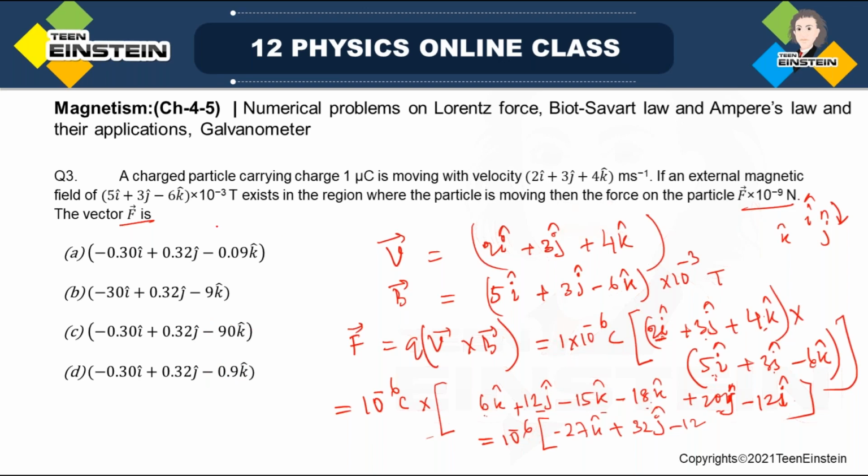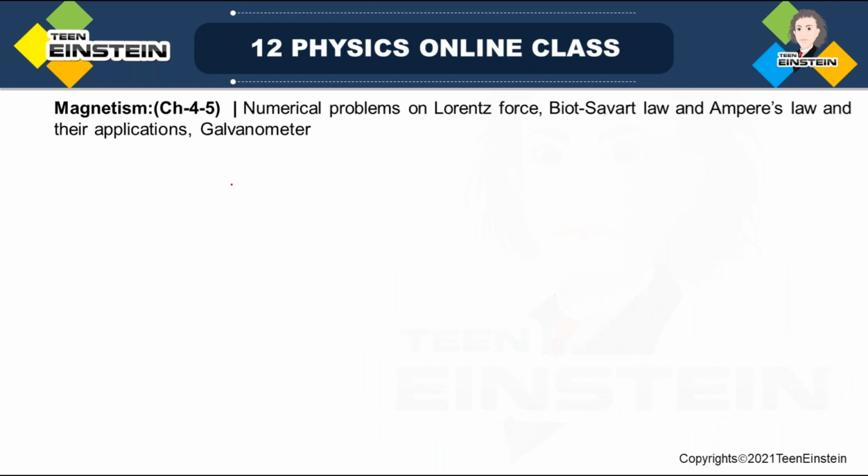Q into V cross B. Okay, that is 10 to the minus 3. B is 10 to the minus 3, so it will be 10 to the minus 9. Yeah, B was 10 to the minus 3. This would give you 10 to the minus 9 Tesla. That's fine. Only this part we have to find out. So this is minus 12 i cap. Let me check, or we'll directly do V cross B to cross check.